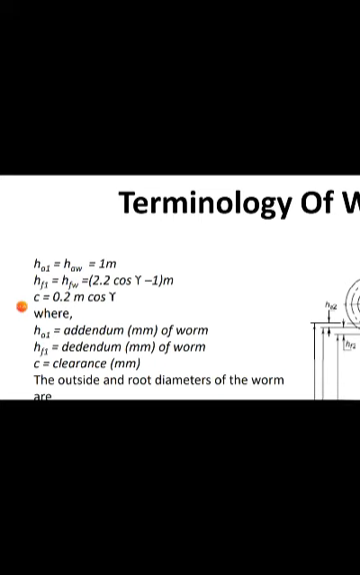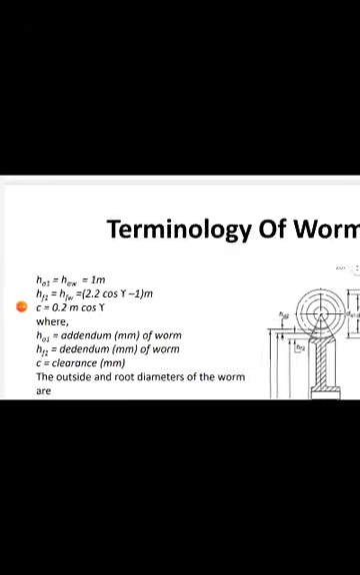Now clearance is the amount by which addendum and dedendum have clearance space. That means the clearance is the amount by which the dedendum of a given gear exceeds the addendum of its meeting tooth. It is the difference between the addendum of one tooth and the dedendum of the other. So the top of one and the root of other. That is the clearance, where you should have some clearance for oil flow. So this clearance formula is 0.2 module into cos of lead angle.